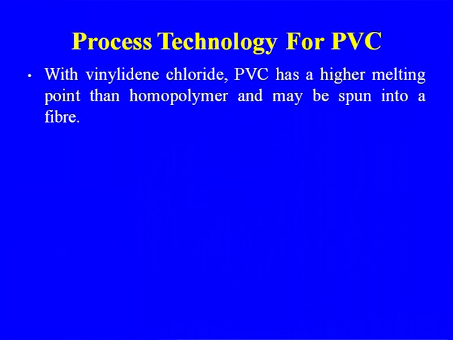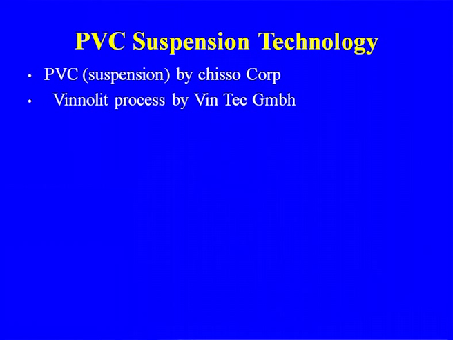With vinylidene chloride, even in the case of synthetic fiber, vinylidene chloride has been added in the case of acrylic fiber. So, the PVC has a higher melting point than the homopolymer and may be spun into a fiber also. So, this is the PVC by suspension, with the process licensor, and the Finolex process. Both processes are based on suspension polymerization.